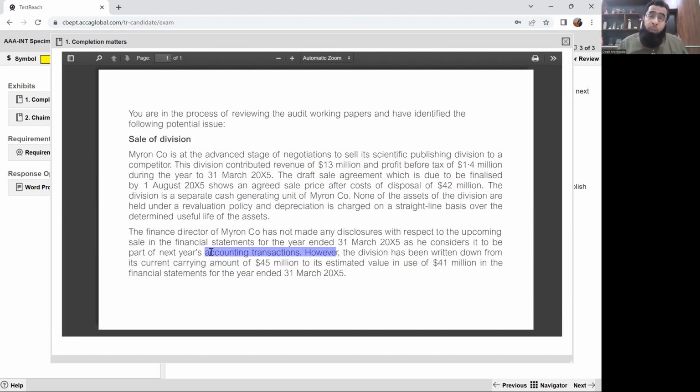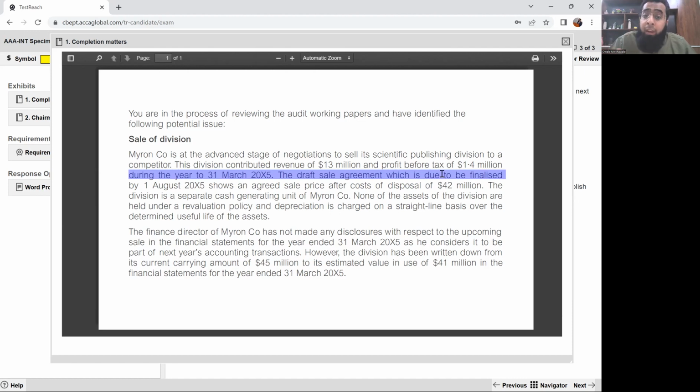See, this is wrong. As per IFRS 5, if the conditions of held for sale are satisfied at the year end, then you have to make an adjustment. What are the conditions of IFRS 5 held for sale? I hope you all remember that the sale is probable to be done in the next 12 months. So it is clearly written that the draft sale agreement is to be finalized in the next year. The management is committed to sell it.